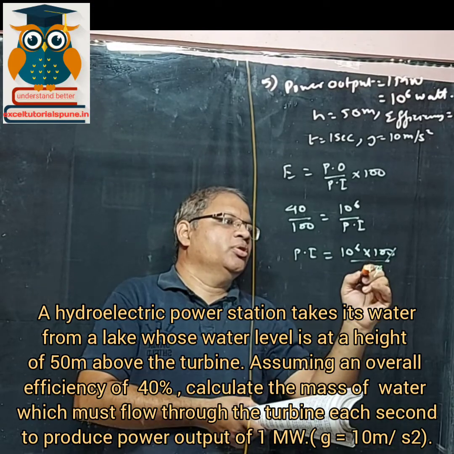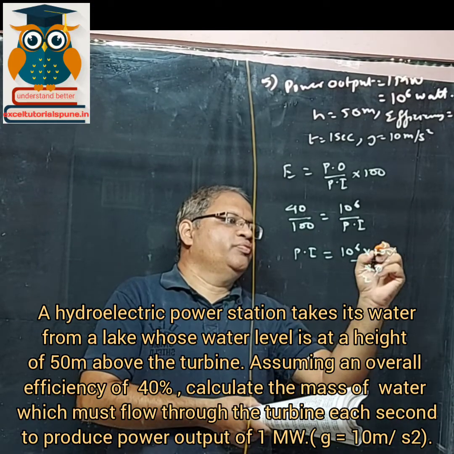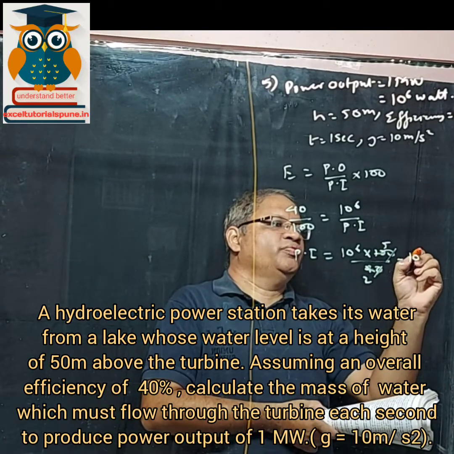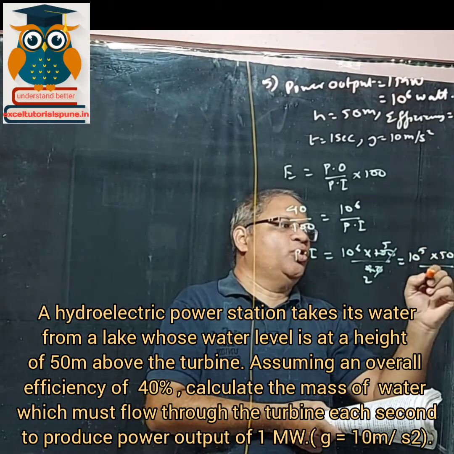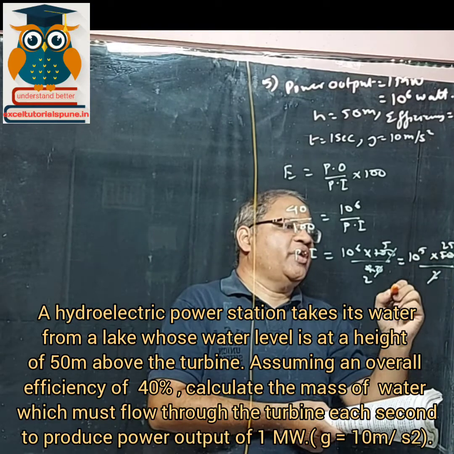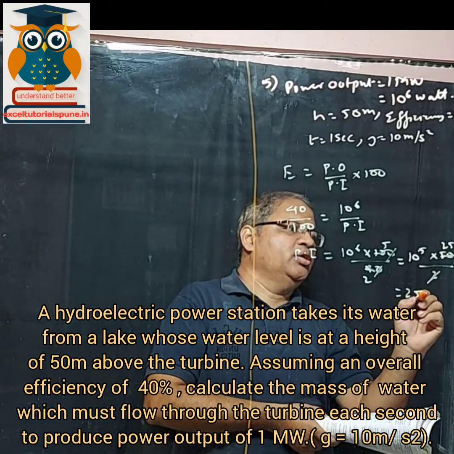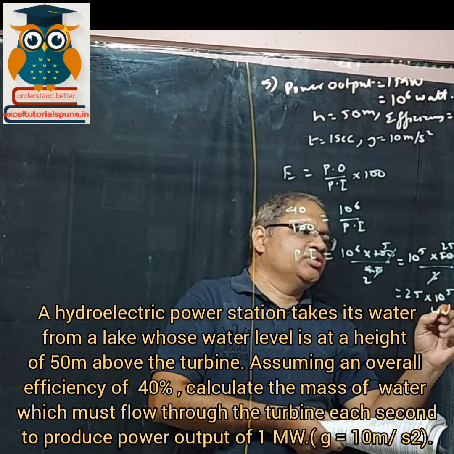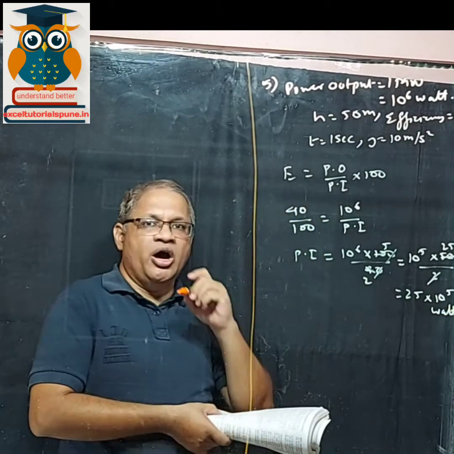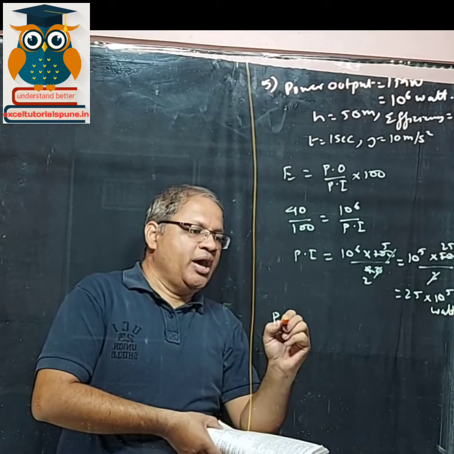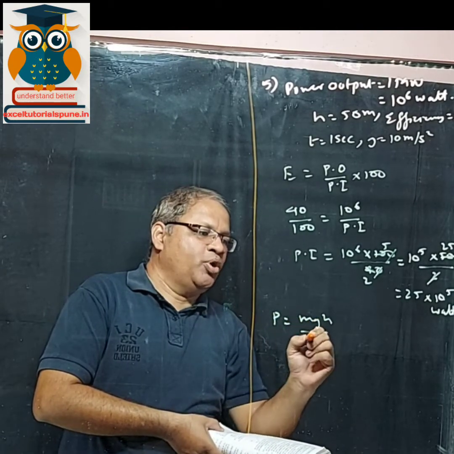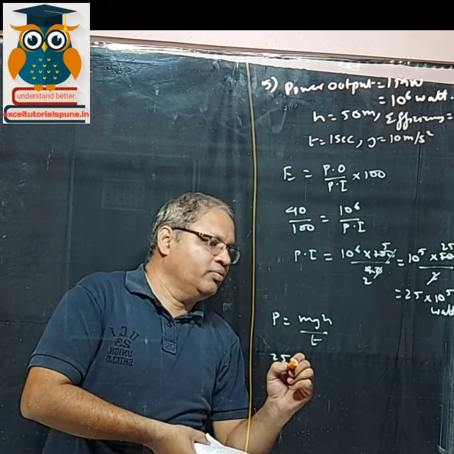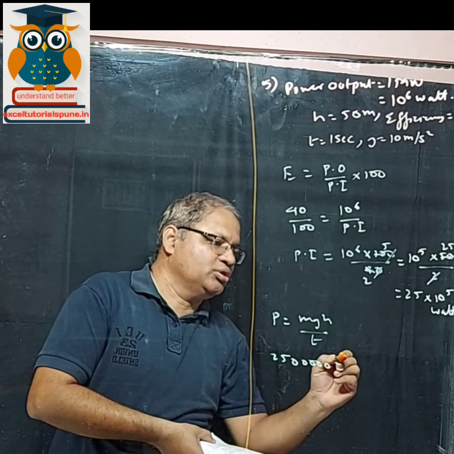2 to the 4, 2 5s are 10. 10 raised to 5 into 50 upon 2. 25 into 10 raised to 5 watts. That's the power input. Now power is equal to mgh upon time, right? So power input is how much? 25 with 5 zeros.